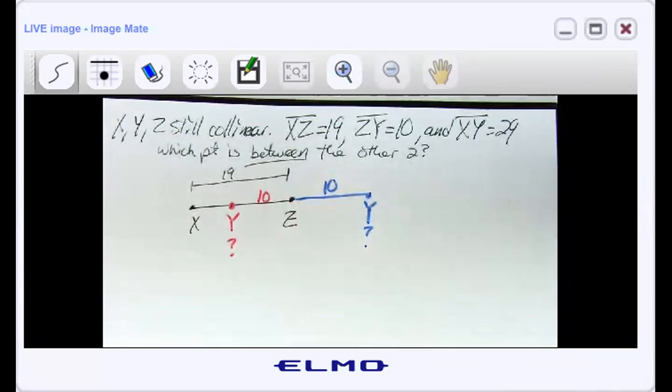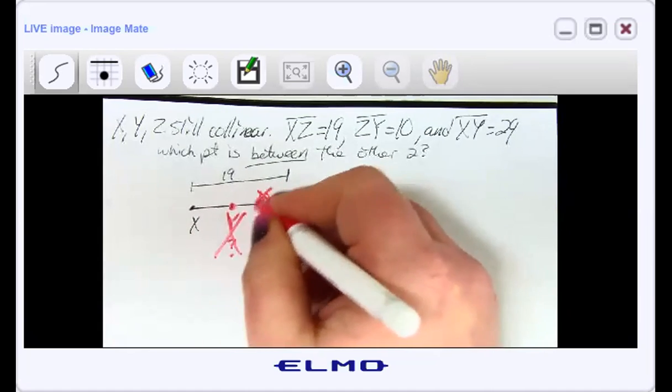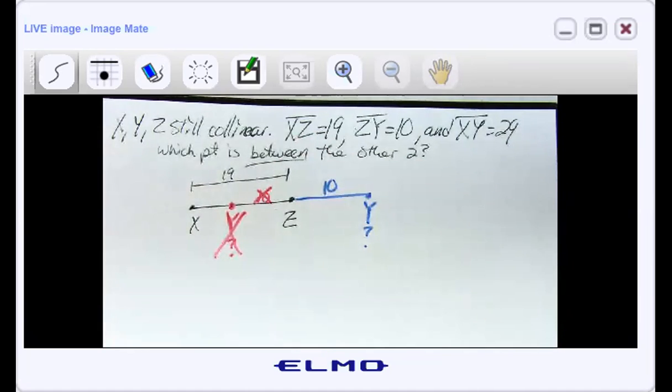Right? So I have either the red option or the blue option, so I defer to the third bit of information. XY is 29. So if X all the way to Y is going to be 29, it's got to be the blue one, because this would only have an XY of 9, not 29. So the red can't be right. It's got to be the blue. So who's in between? This time it's Z.